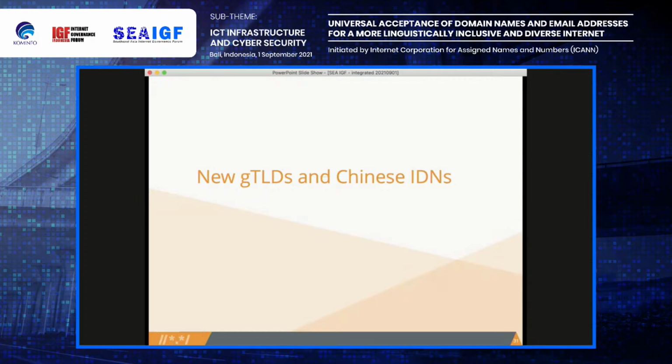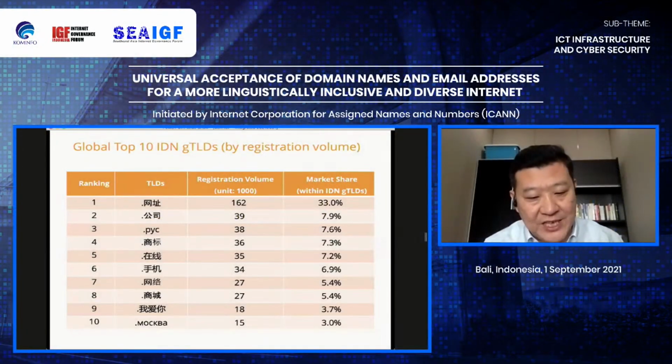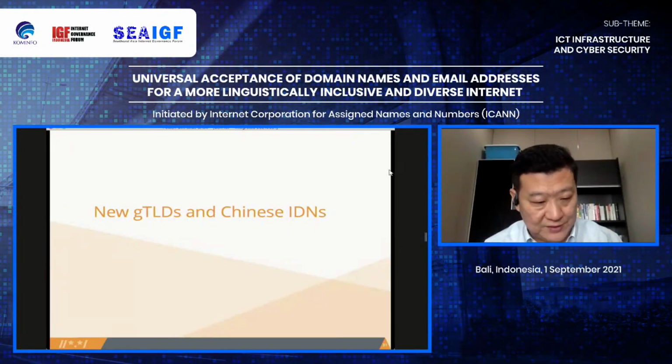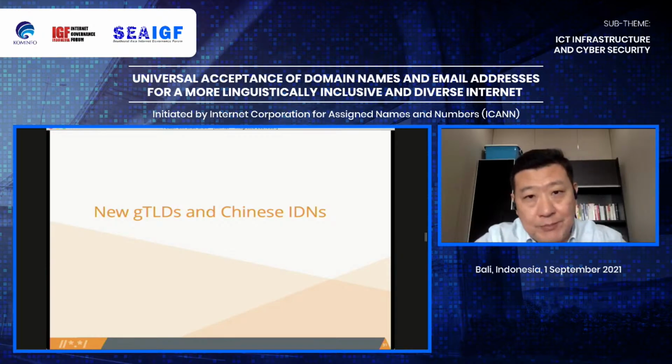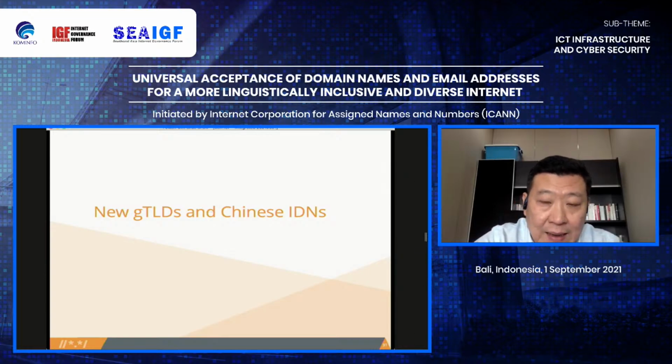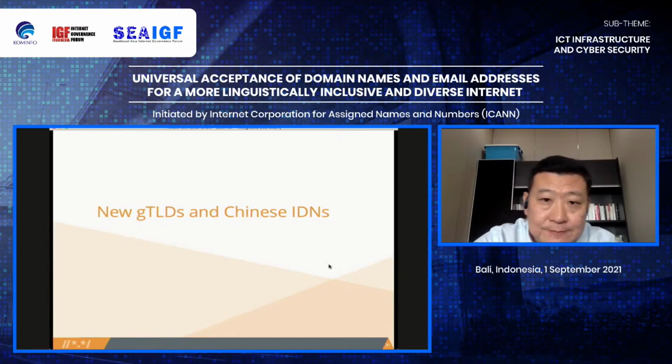CNDI was co-founded by all of the biggest internet companies in China, like Baidu, 360, Sina, NetEase, and the major IDN registry and registrars. Before I start to share the UA status and progress in China, I will share some basic data of the Chinese IDN market.